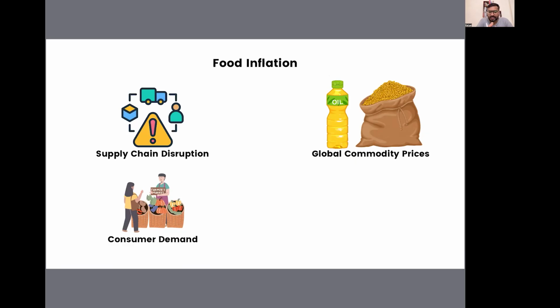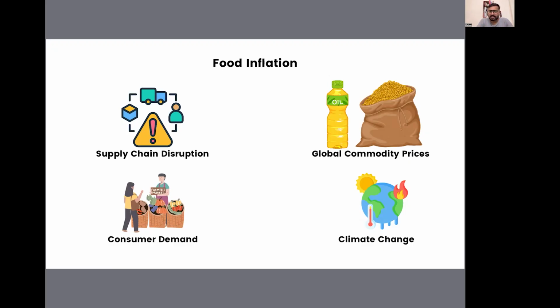And therefore, because of this increasing consumer demand, food inflation has been rising. Another major factor, of course, is climate change. Because of climate change, unpredictable weather events have increased, and this has led to the destruction of many crops and also a decrease in productivity. Because of these reasons, again, the supply has been uneven, and that has led to food inflation.